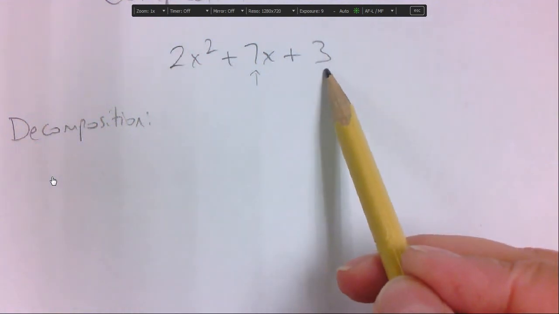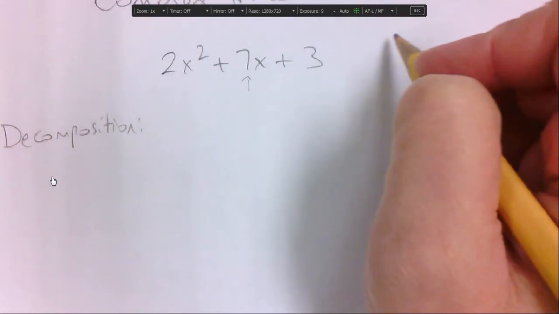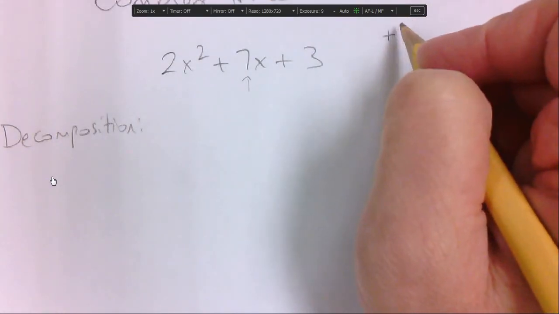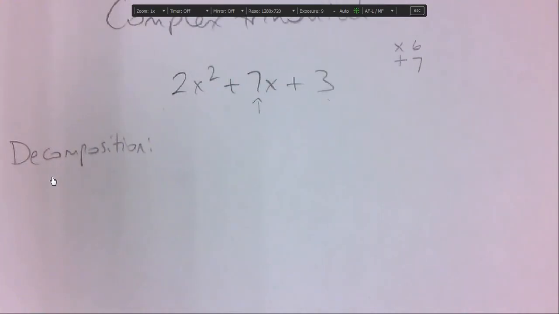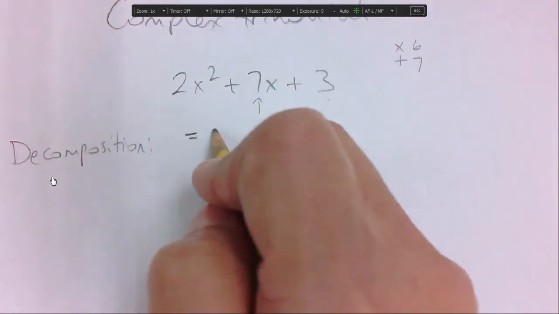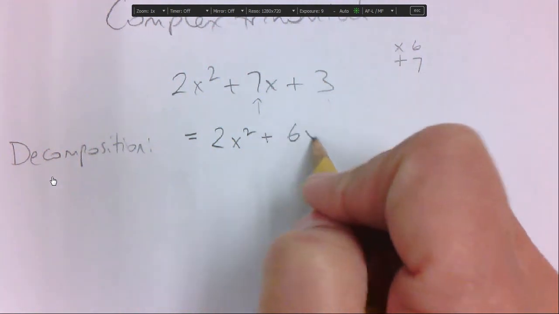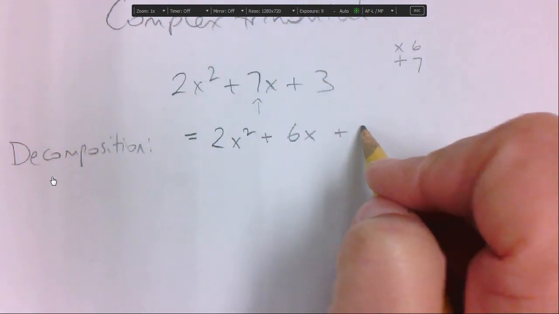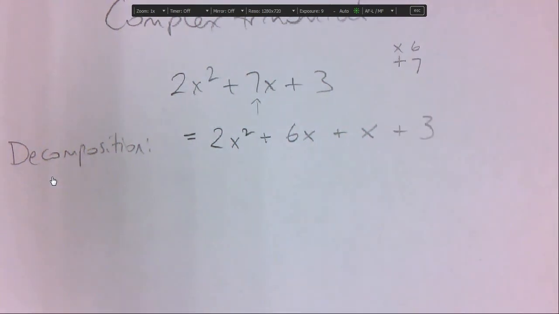The way we do it is the following. Take the 2 and the 3, multiply them, we get 6. So we need to find two numbers that multiply to 6 and add to 7. What two numbers will multiply to 6 and add to 7? Well, they will be 6 and 1. So I'm going to rewrite this expression as 2x squared, and the 7x I'm going to decompose into 2 parts, 6x and 1x, based on those two numbers I found. Okay, and then write the 3.